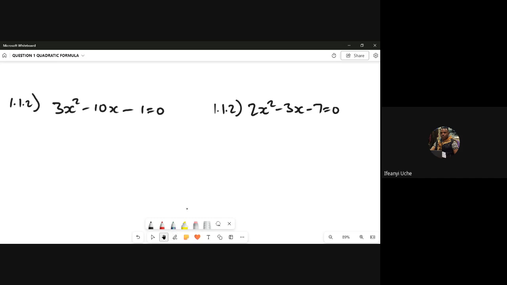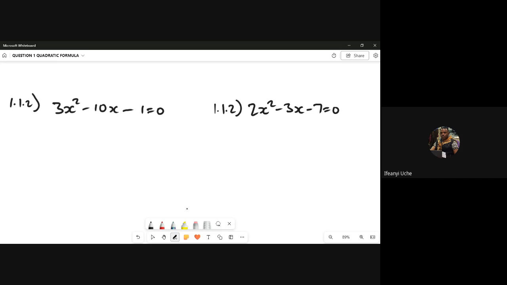Note this lesson is just to expose some areas where learners make mistakes. And if any learner would be able to take care of these mistakes, then you're going to succeed. We have 3x squared minus 10x minus 1. It is the quadratic formula. And it says we should round off to 2 decimal places.